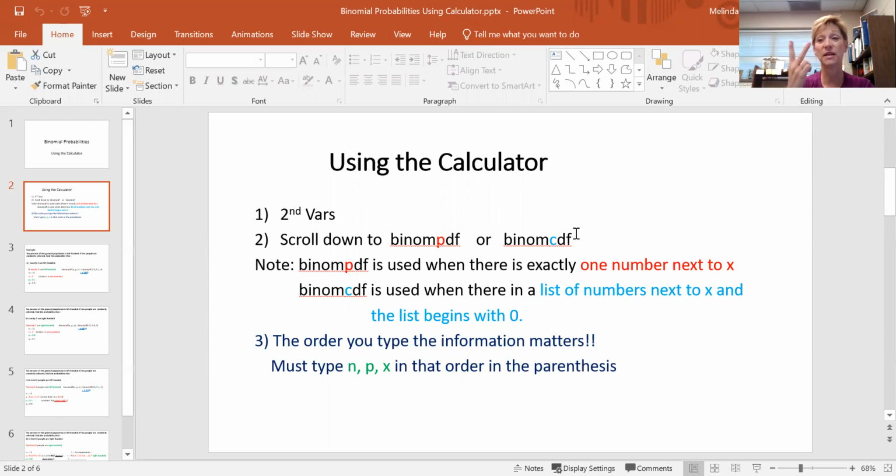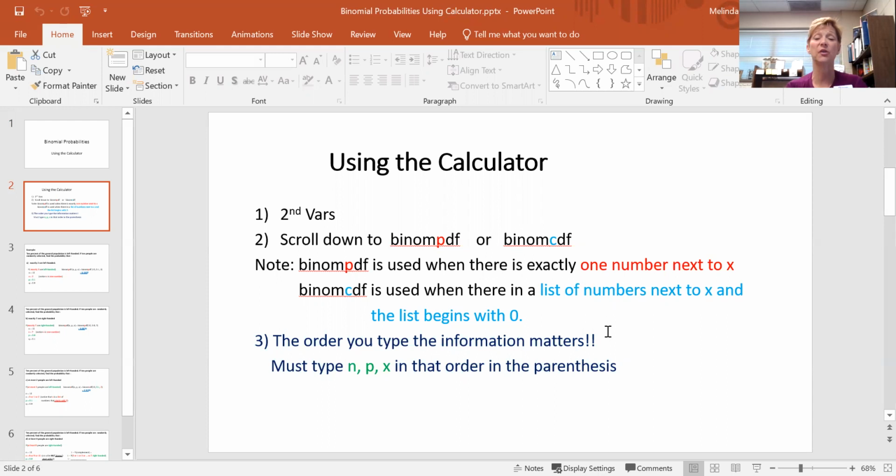So it's 2 conditions. It's more than one number next to X, plus that list of numbers must start with 0. If that list doesn't start with 0, game over. So if you see a list of numbers that begins with 0, then you do the binomial CDF, and C is for cumulative. Now, the order that you type it in matters because if you type the order in the parenthesis wrong, it's going to give you an error message.